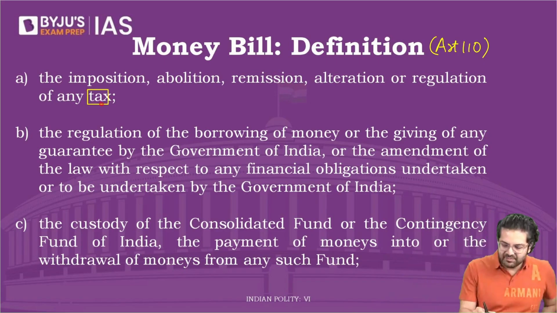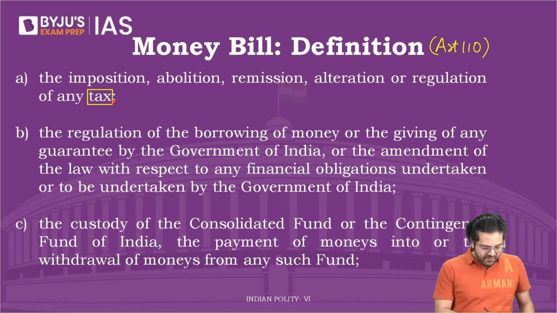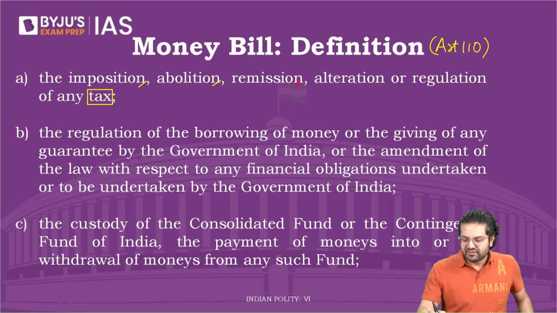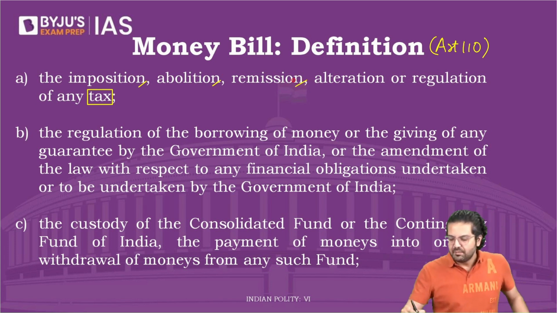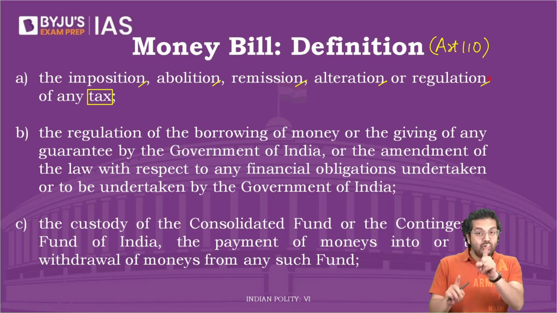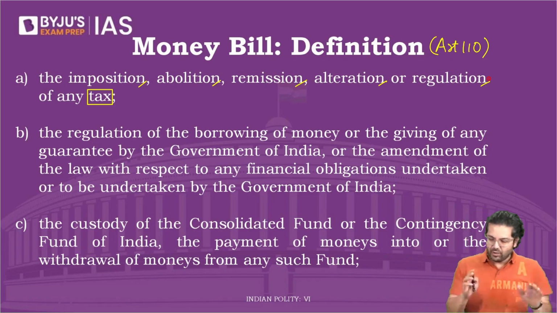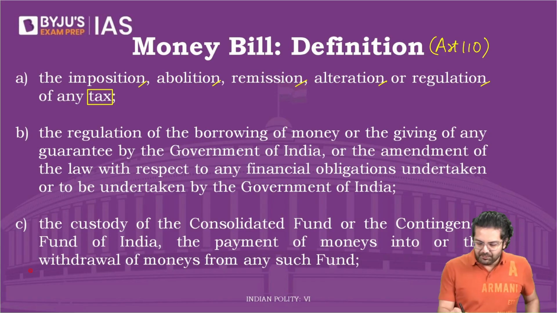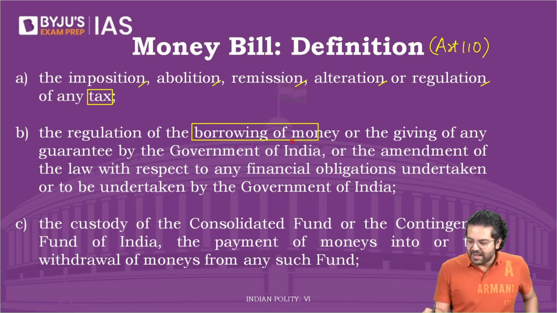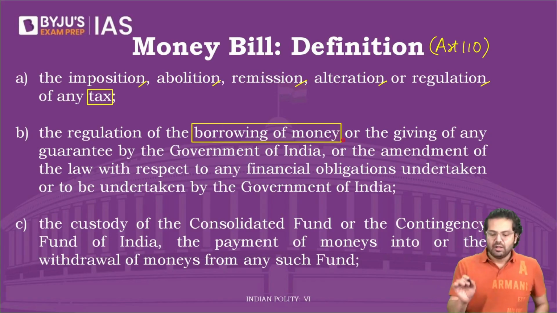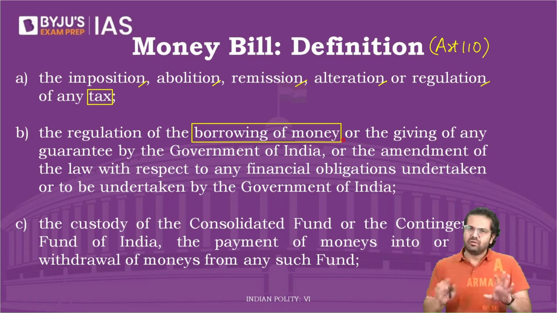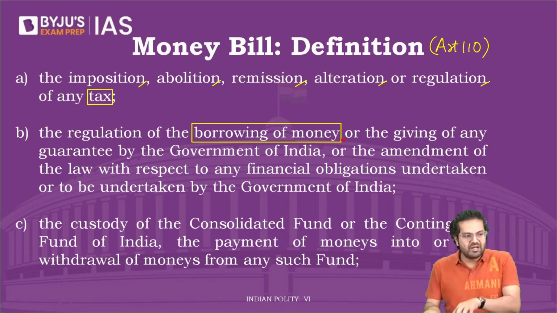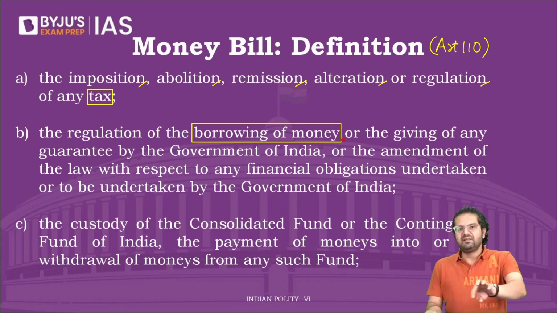Any tax matter is a money bill. Whether you are imposing a tax, abolishing a tax, reducing a tax, or modifying a tax, that does not matter. Tax matter, only tax matter, is a money bill. Or any kind of borrowing of money by the government of India or giving guarantee. If the government wants to borrow money, a bill is there, please allow us to borrow money, that's a money bill.